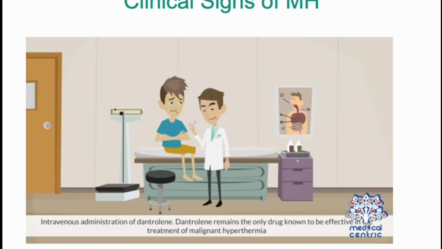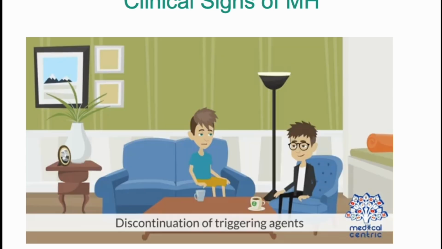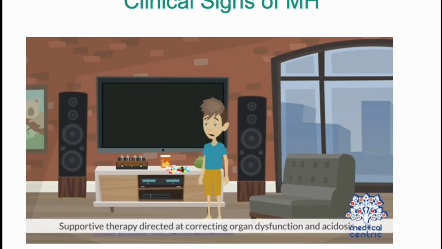Treatment. Treatment options include intravenous administration of dantrolene. Dantrolene remains the only drug known to be effective in the treatment of malignant hyperthermia. Rapid cooling. Discontinuation of triggering events. Supportive therapy directed at correcting organ dysfunction and acidosis.